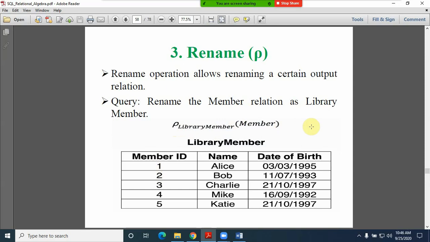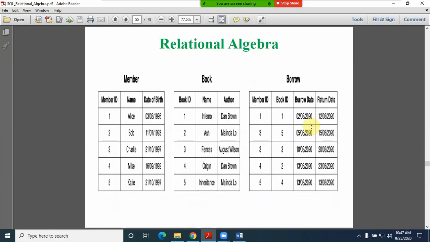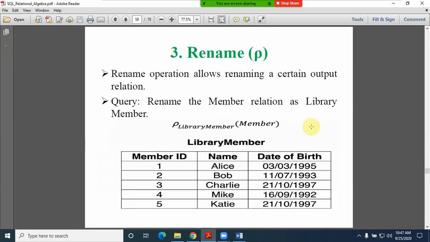We just need to specify what exactly we are looking to rename and how to perform the rename operation. So the member, from now onwards referred to as library member, is no longer available under the old name. Library member provides the member information, name and date of birth. Actually, from the tables we have member, book and borrow. Now the member is changed to the library member.